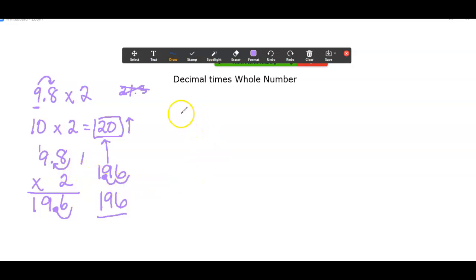So let's do another one. This time I have 67 hundredths times 8. All right, so thinking about what we did the other day with our rounding of the decimals, if this is 0 and this is 1, the midpoint is 5/10. Well, if I'm placing 67 hundredths, that would be maybe about right here.